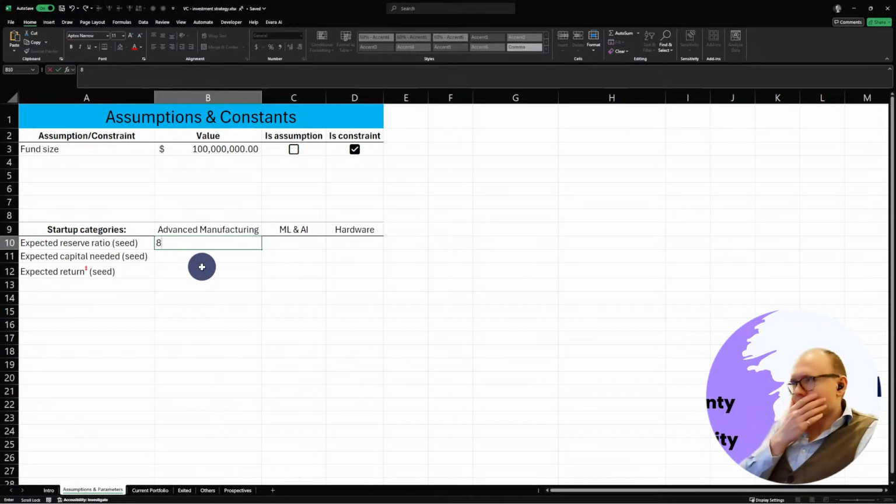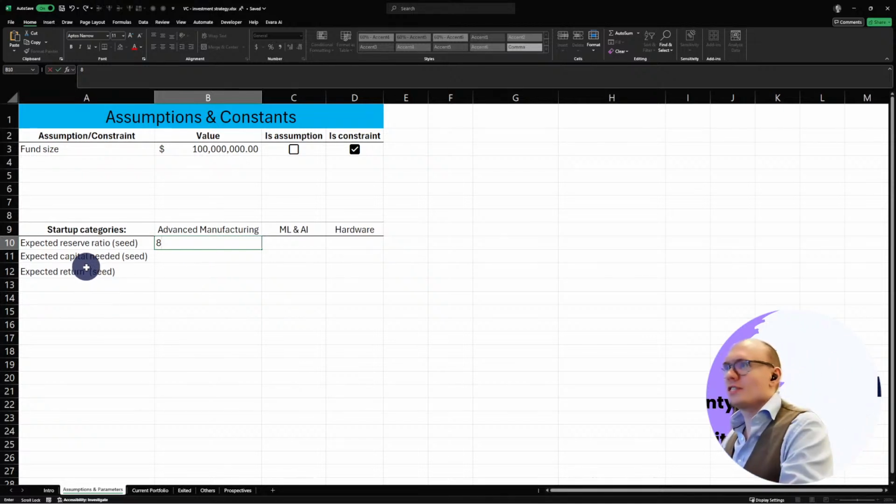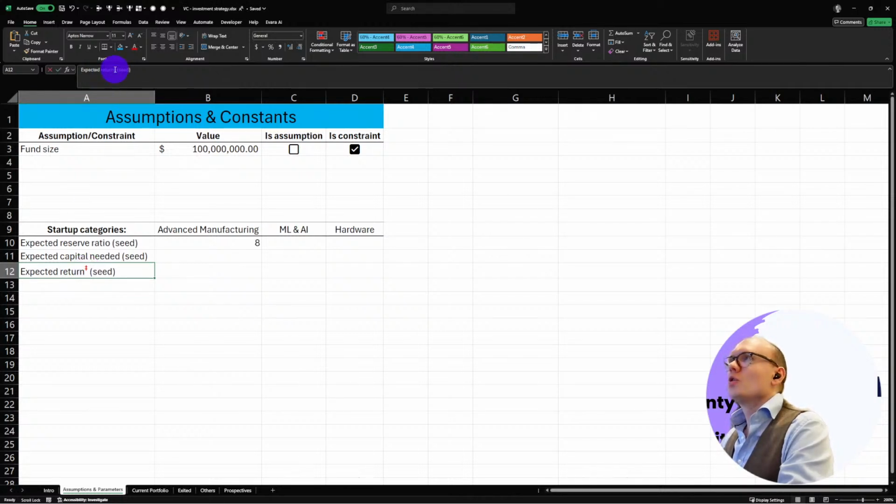Now, and this is the interesting part, this investment ratio is perhaps already slightly too simplified. So I'm going to add, in fact, this one here as well.